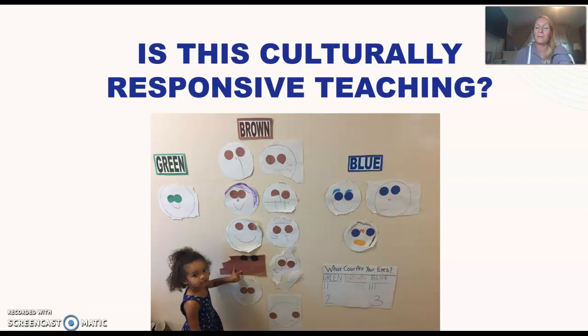Is this a culturally responsive teaching example? This is my daughter, who was learning how to count and do tally marks. They were doing eye color, but my daughter was the only child of color, so the teachers gave her brown paper to represent her skin, although it didn't quite match. They didn't have a different color of brown, so she had to use black round dots for her eyes. This is not culturally responsive teaching, because you don't have the materials and the tools for a child to adequately represent themselves and feel included.